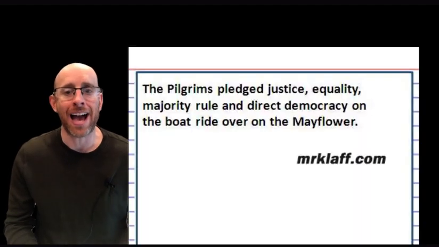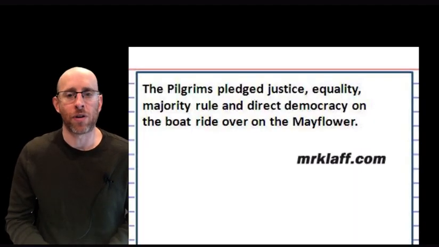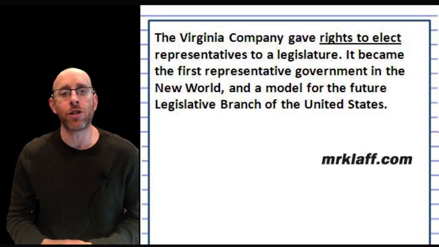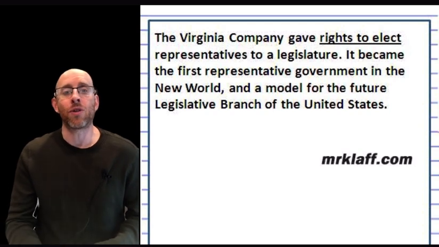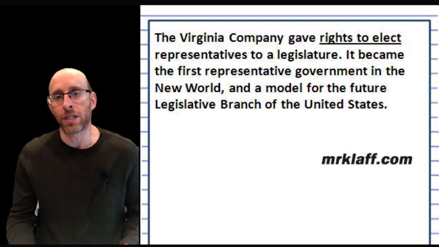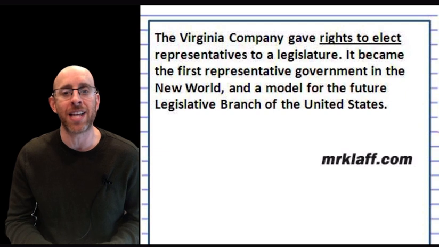There are many examples of democracy that you should know about during the colonial period. For example, the Mayflower Compact. When the Pilgrims came over on the Mayflower, they said they would have a form of direct democracy. In Virginia, you have the House of Burgesses, which would be a democratic republic where people would elect their officials. Of course, that will inspire eventually the House of Representatives.